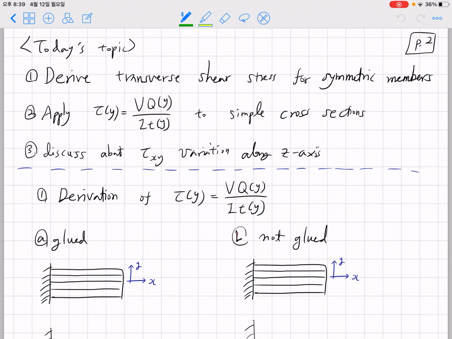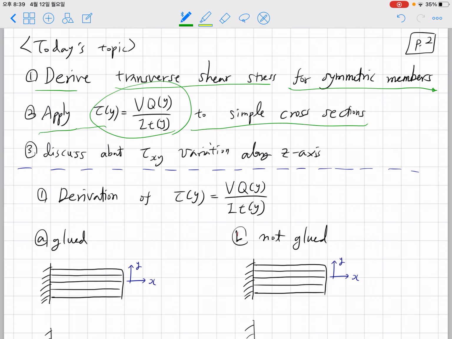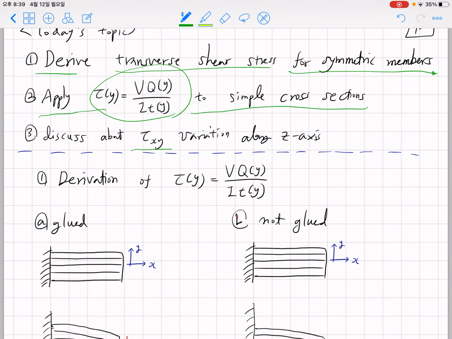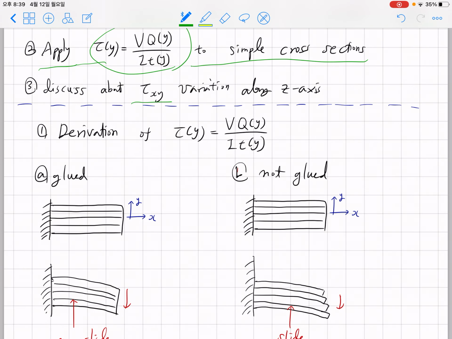So today's topics are as follows. First, we'll derive the transverse shear stress expression, which is this, for symmetric members. And then we'll apply the formula to simple cross-sectional shape example problems. And then we'll discuss the variation of tau xy along the z-axis. Yeah, the z-axis is the axis out of this plane.